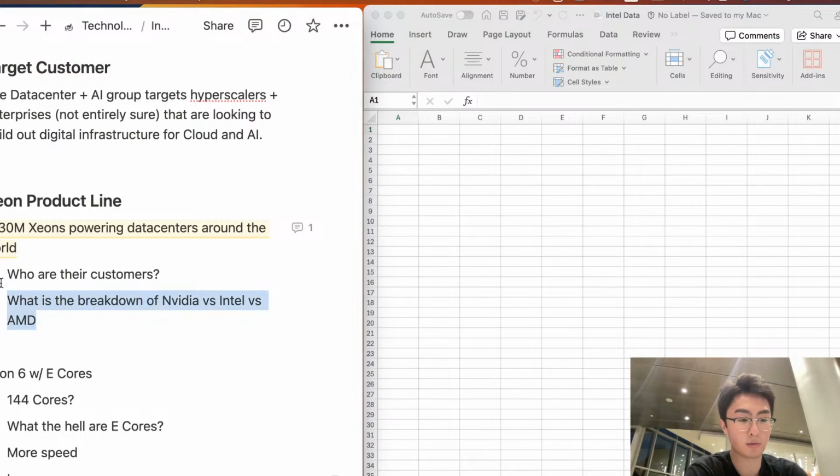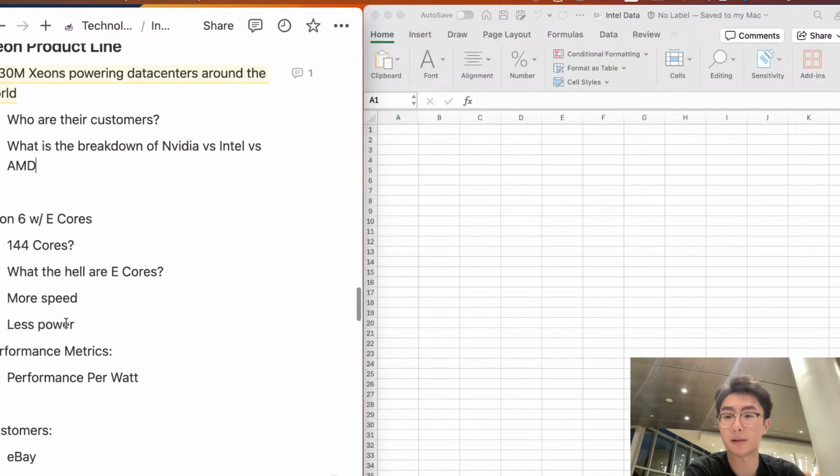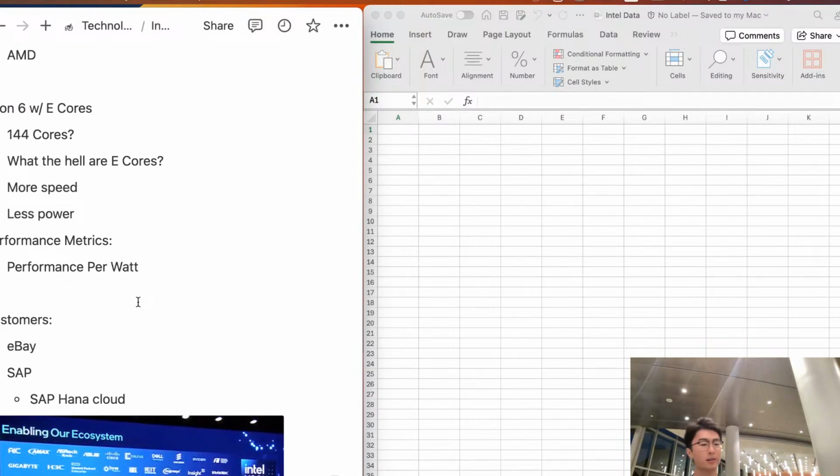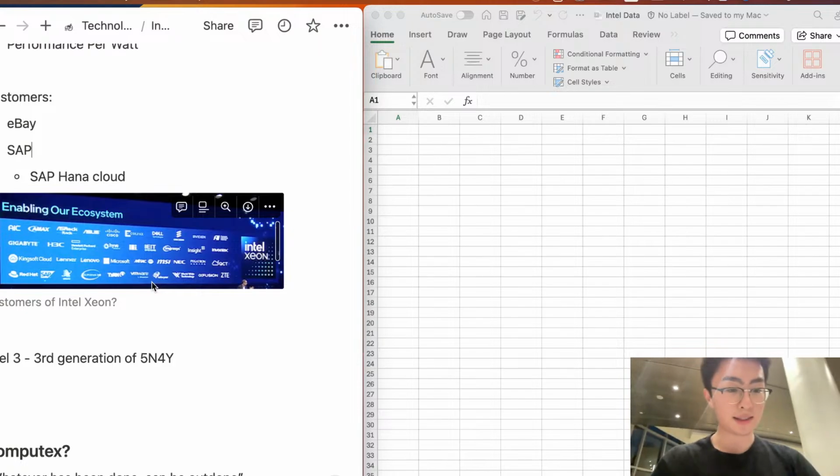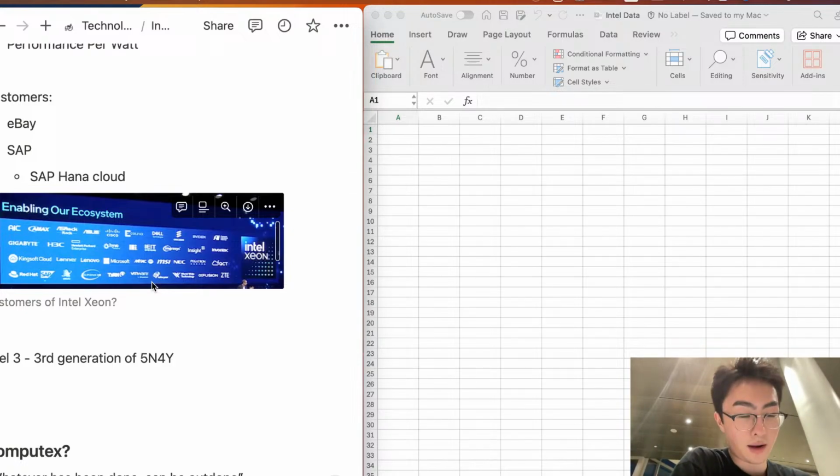What are their customers? What is the breakdown of NVIDIA versus Intel versus AMD? I think that's something worth looking into. And then you also have E-cores. Yeah, I don't know exactly what that is. Performance metrics. Maybe these are things to look out for when you benchmark and compare the different enterprise processors. So eBay, SAP, I guess these are all of the different customers. Even Microsoft uses it. Cisco, okay. ZTE, I'm surprised to see that on there, I'm not gonna lie.